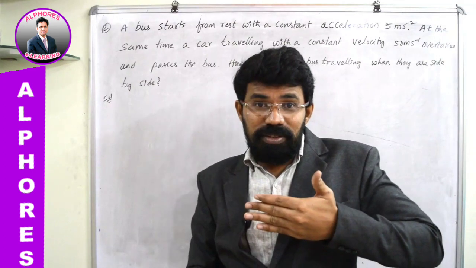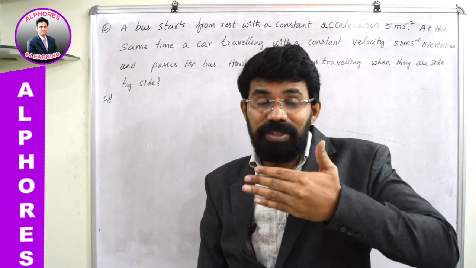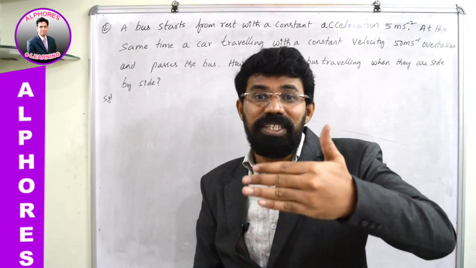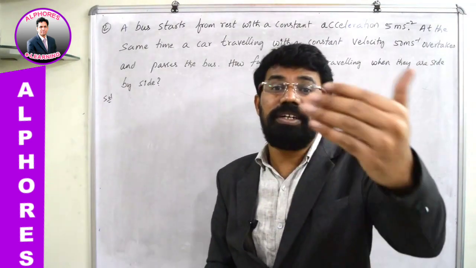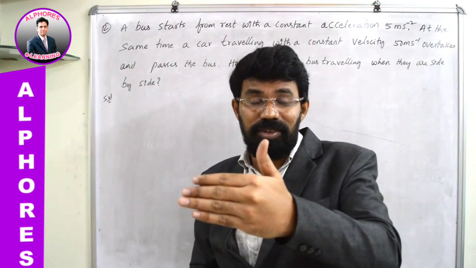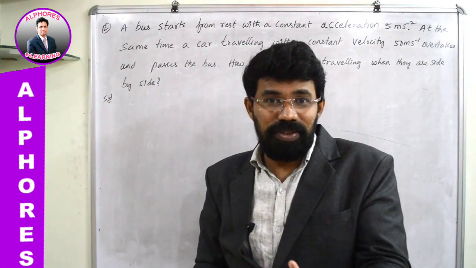Car is maintaining constant velocity, 50 meter per second, but the bus is maintaining constant acceleration. If it is maintaining constant acceleration, gradually its velocity increases. Definitely at some point of time, what happens? The bus overtakes the car, because the car is maintaining constant velocity. Acceleration is 0 for the car, isn't it?